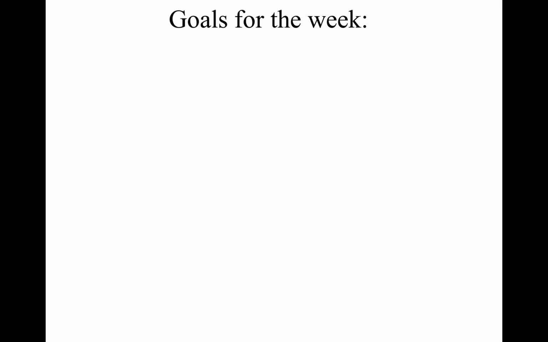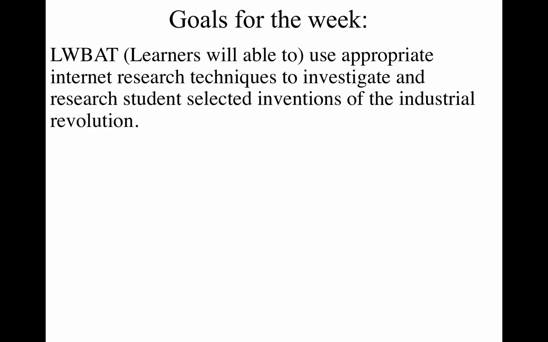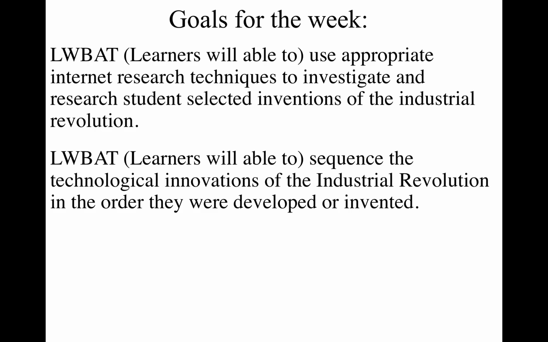So we have a couple of goals for this assignment. The first is that learners will be able to use appropriate internet research techniques to investigate and research student-selected inventions of the Industrial Revolution. You can see where this ties into that first learning target, where it requires you to research things on the internet. The second goal is that learners will be able to sequence the technological innovations of the Industrial Revolution in the order that they were developed or invented.